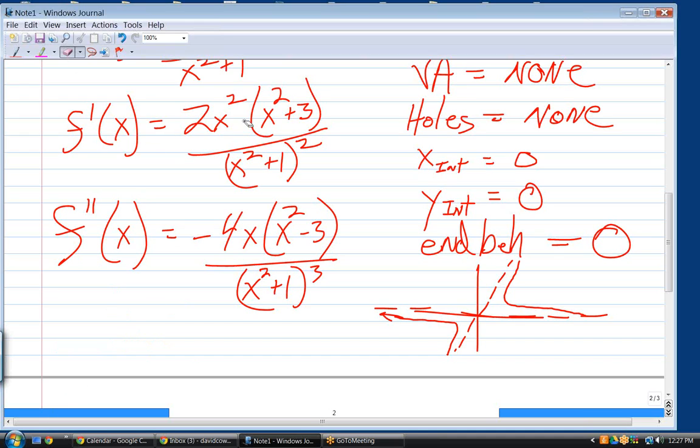Well, let's see. If we look at our first derivative function, it's not undefined anywhere, because this can only be a positive number. There is no value of x that makes the denominator 0, so it's undefined nowhere, but where is it equal to 0? The numerator is equal to 0. So what makes the numerator equal to 0?